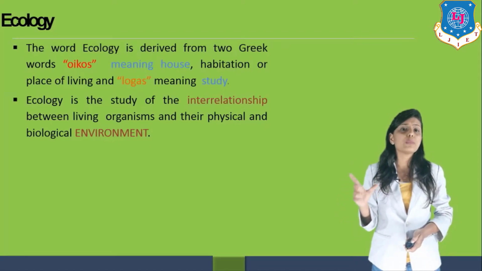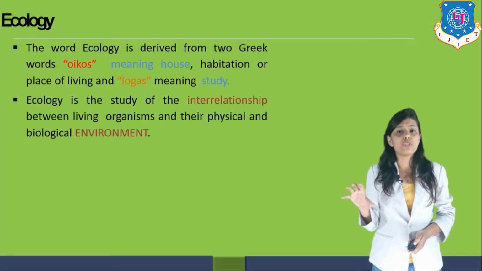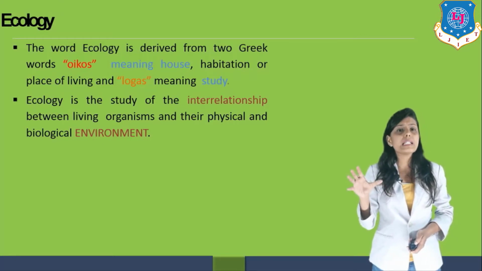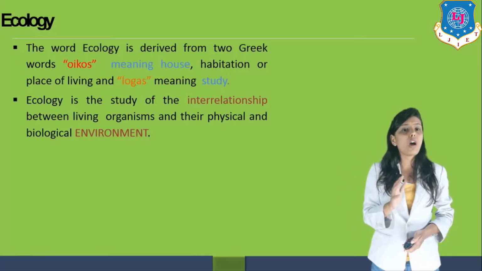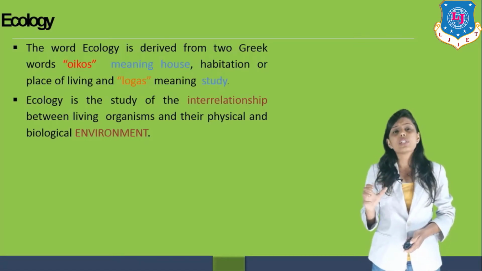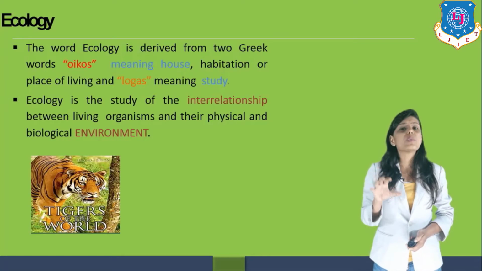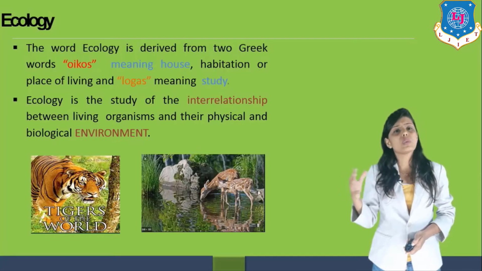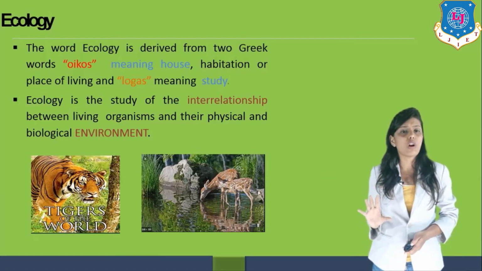Ecology is derived from two Greek words: oikos, meaning house and habitation, or you can say a place of living, and the other one is logos, meaning study. So ecology is the study of habitation, or study of house. Ecology is also known as the study of interrelationship between living organism and their physical biological environment. As you can see here, when I am studying the relationship of tiger with its surrounding, then it is known as ecology. When I study the relationship of human being with its surrounding, then it is known as ecology.